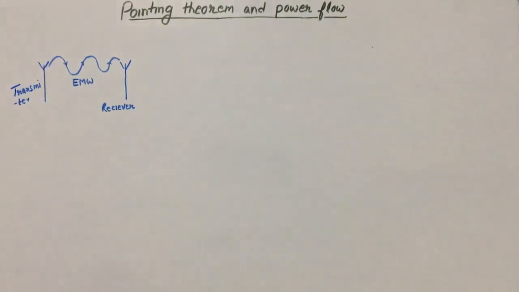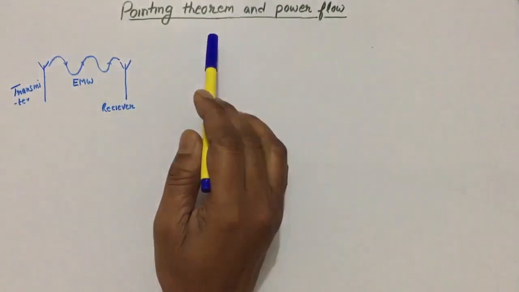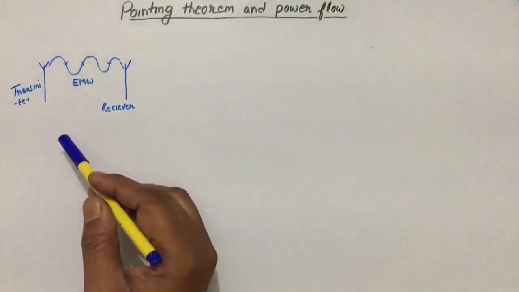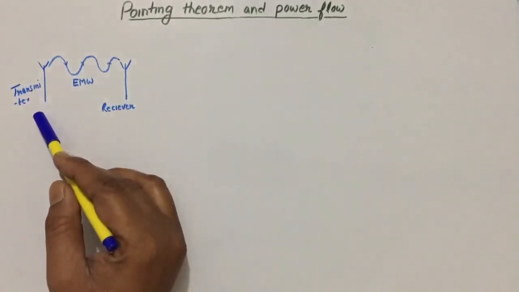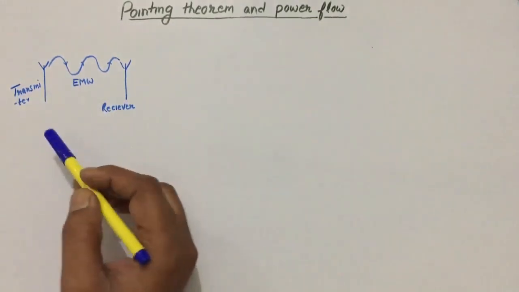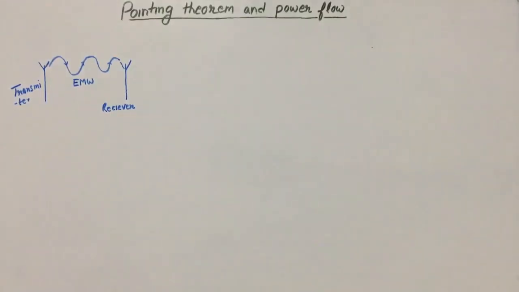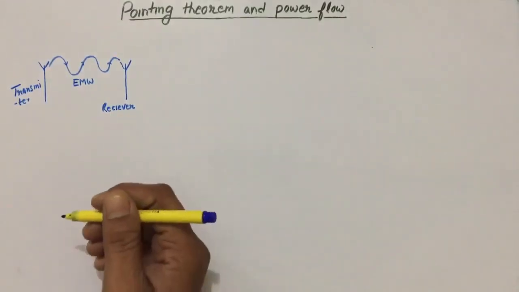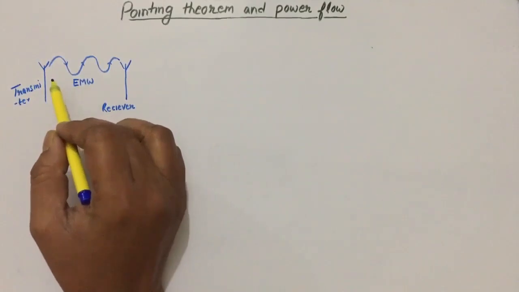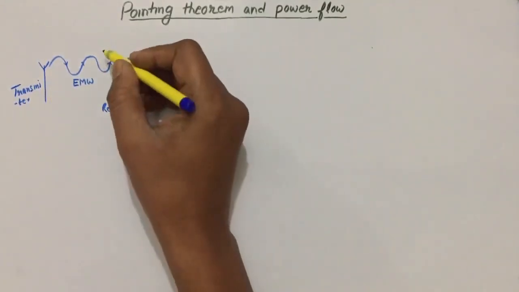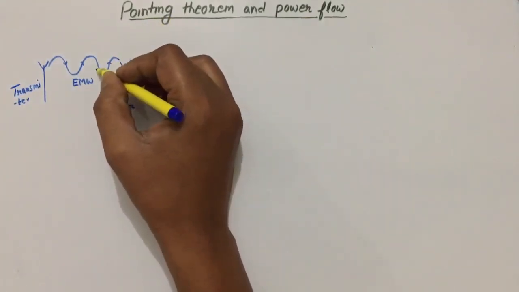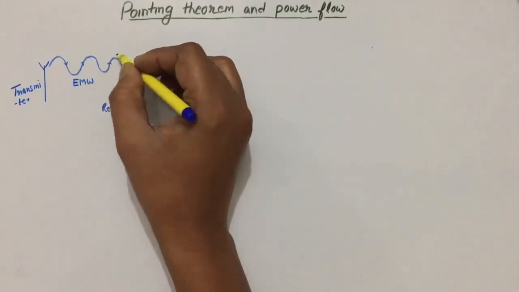Good morning, students. Today we will discuss the Poynting theorem and power flow in an electromagnetic wave. For that purpose, let us consider a transmitter and a receiver, and we know that the transmitter converts any voltage and current waves into electromagnetic waves. So if any wave is propagating from transmitter to receiver, then in today's discussion we will try to find what will be the power in these electromagnetic waves.